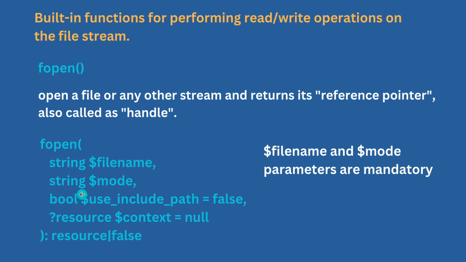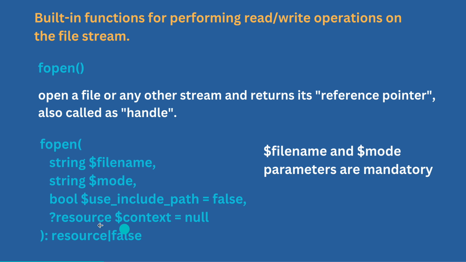Here, are you going to use the include path? If you set it to true, the file will be searched where? While opening, PHP will look for your file in the include path, the path you see in your INI. Clear, guys? So here is true or false. By default it is false, so it's our choice where we want to read this file. The resource context is null, so don't worry about this.